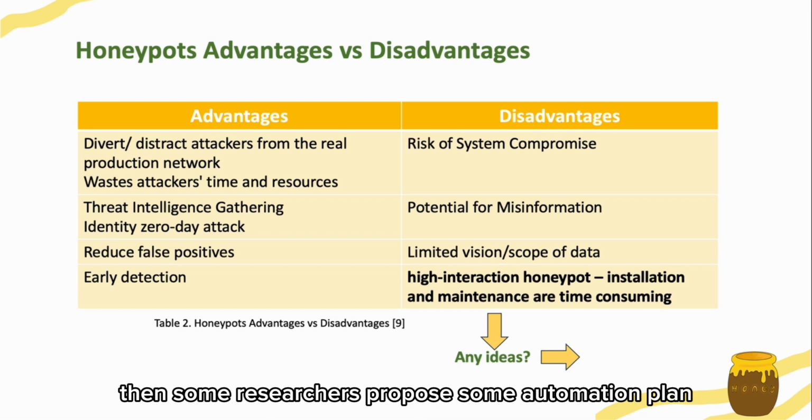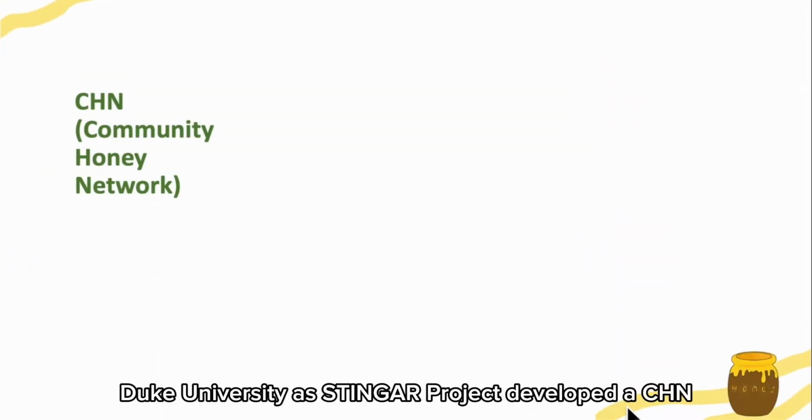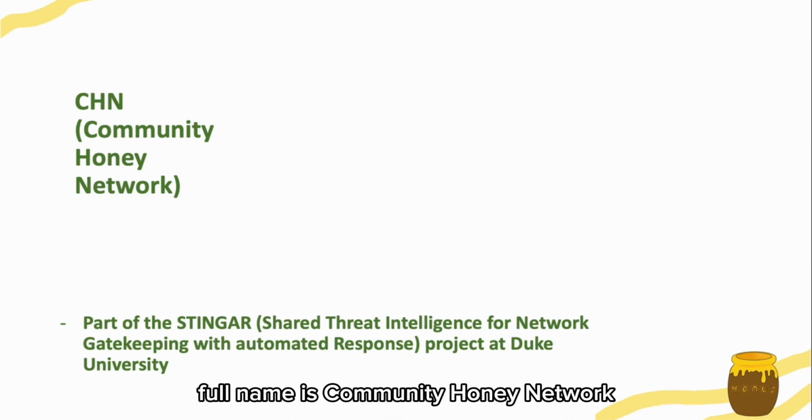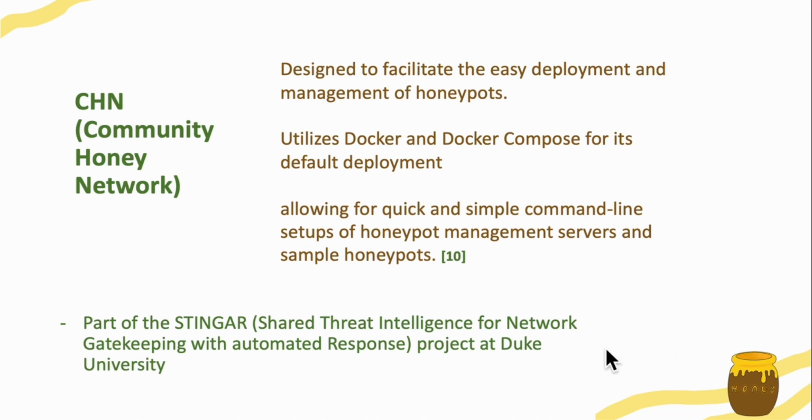Then some researchers propose some automation plans for easily automated deployment and management. For example, the Duke University STINGAR project developed CHN, whose full name is Community Honey Network, which allows for quick command line setups by using Docker and Docker Compose.